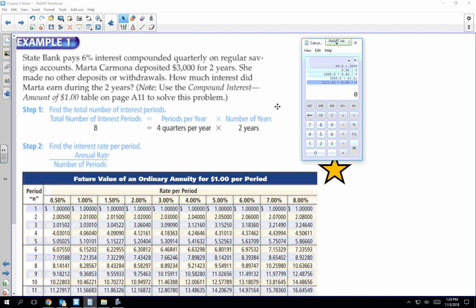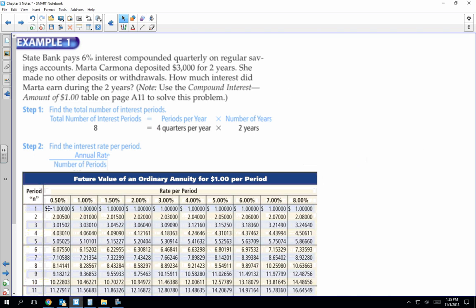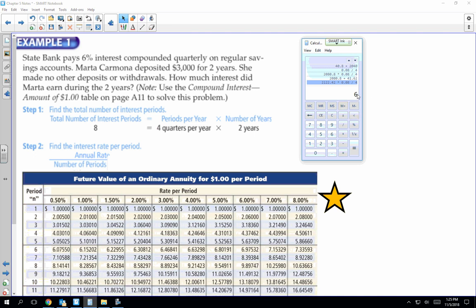So it's 6%. I'm just going to put it in as a 6, because if you look at our interest rates right here, they're still in percent, so they're not converted to decimal yet. So we got 6, and we're going to divide that by the number of interest periods per year. So it's a quarter, so we divide it by 4. So our interest rate is 1.5%.